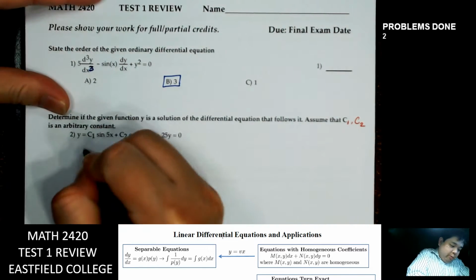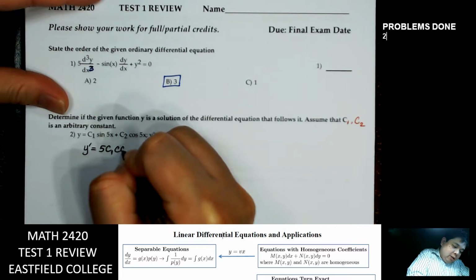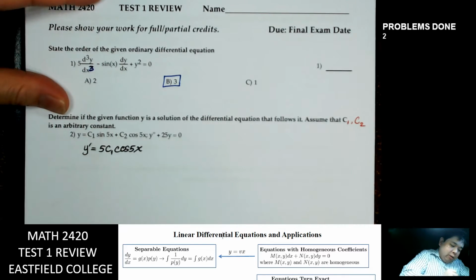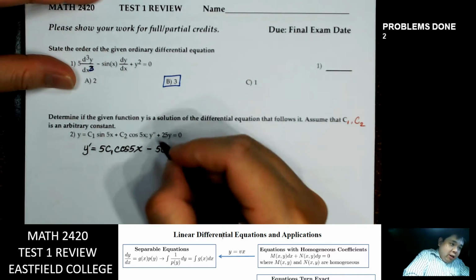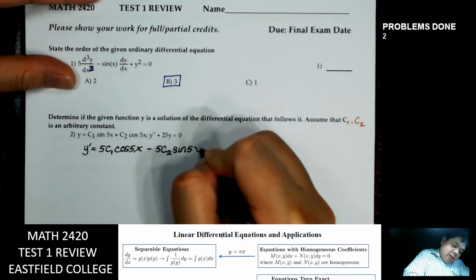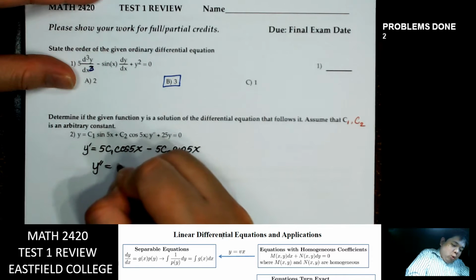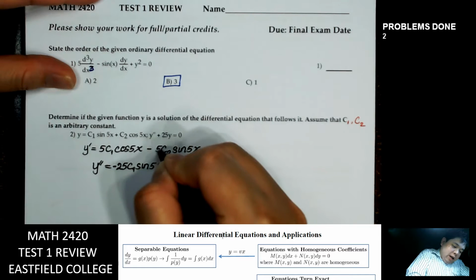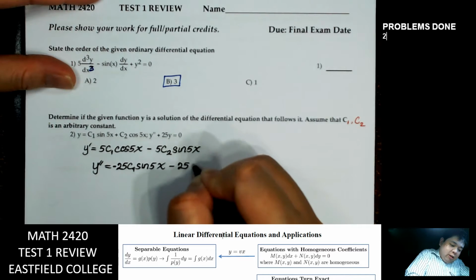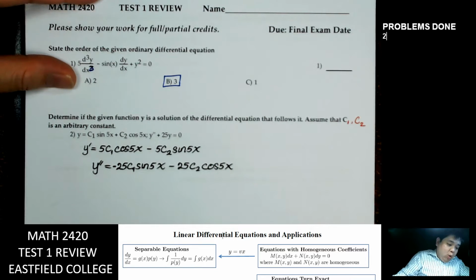So this is the function. We check the derivative. Minus 5C2 sine 5x. And then check the second derivative. Will be another 5, make it 25. Derivative of cosine is negative sine, and that 25, derivative of sine is cosine. Right. We have the second derivative.